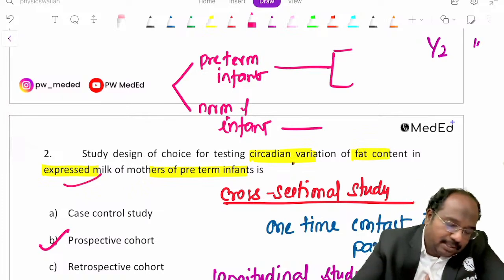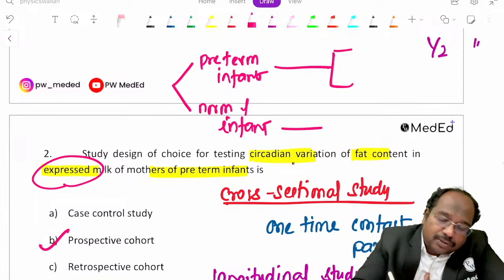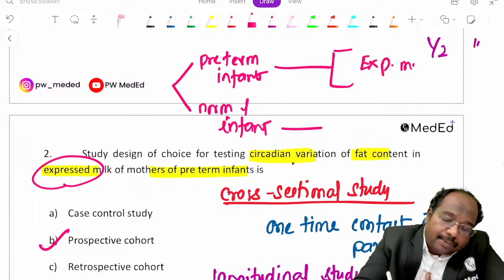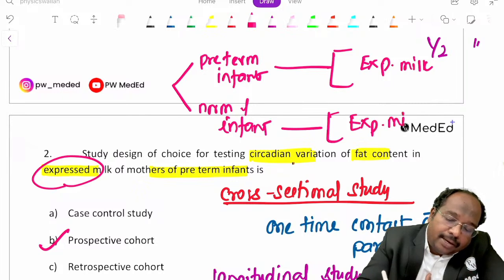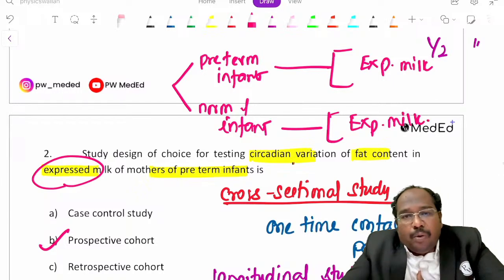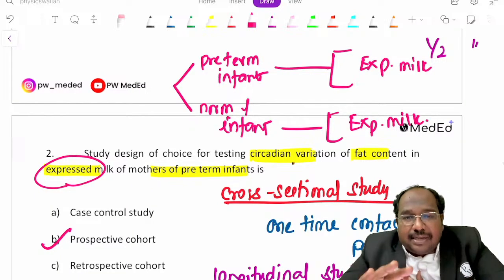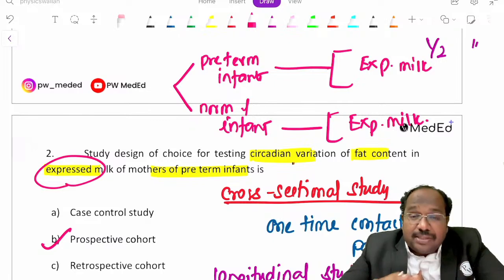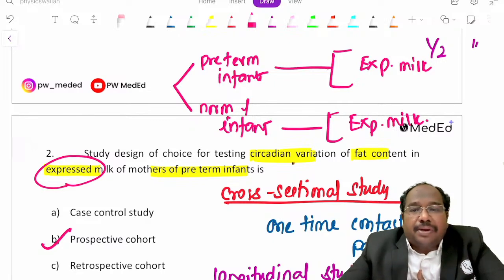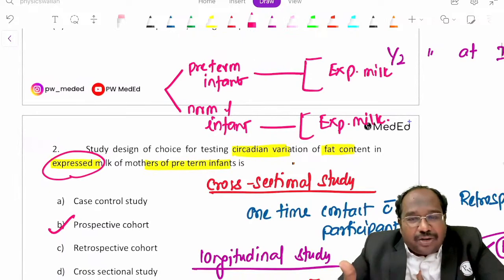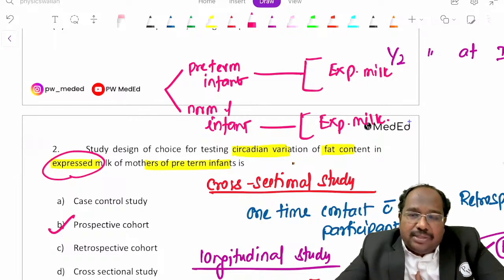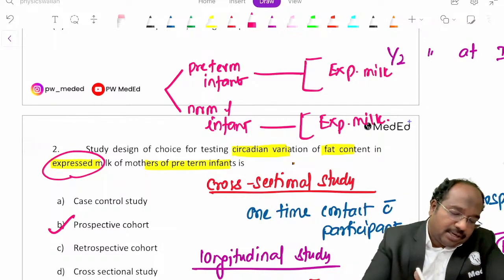The question is expressed breast milk for fat content. So I am collecting expressed milk here, and here also I am collecting. And I am checking how many percentage of mothers have more amount of fat content. So the only possible answer is prospective cohort study. Case control study you can't do. Cross sectional study is only one time, that is also not possible. So only way we can do this one is prospective cohort study.